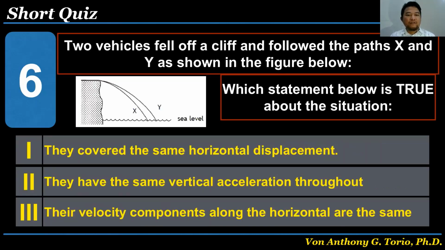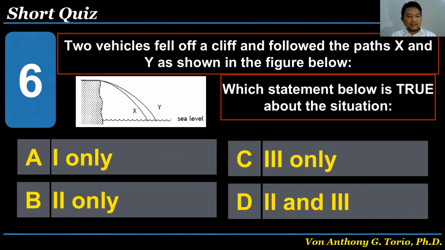Number 6. Two vehicles fell off a cliff and follow the paths X and Y as shown in the figure below. Which statement below is true about the situation? Here's the figure. Item 1, they covered the same horizontal displacement. Item 2, they have the same vertical acceleration throughout. Or item 3, their velocity components along the horizontal are the same. Letter A, 1 only. Letter B, 2 only. Letter C, 3 only. Or letter D, 2 and 3.